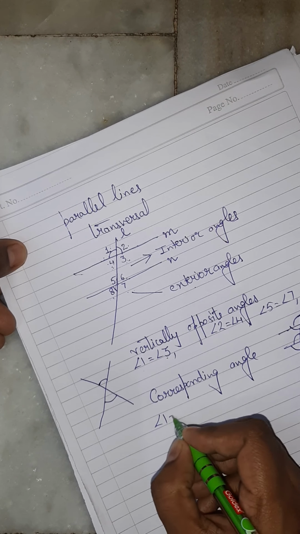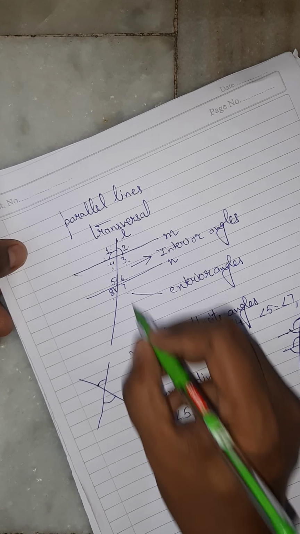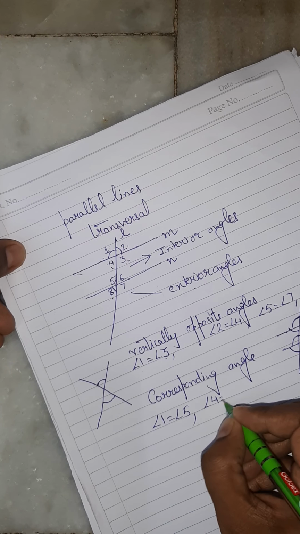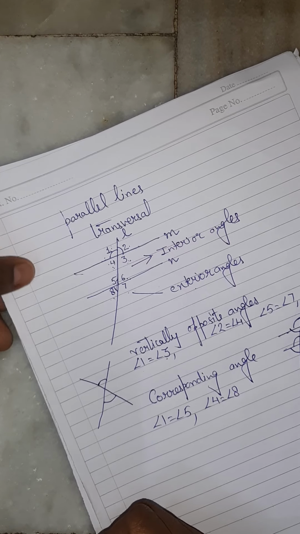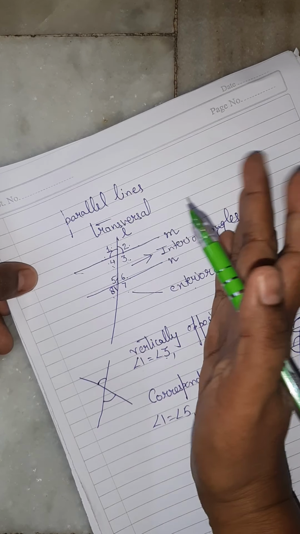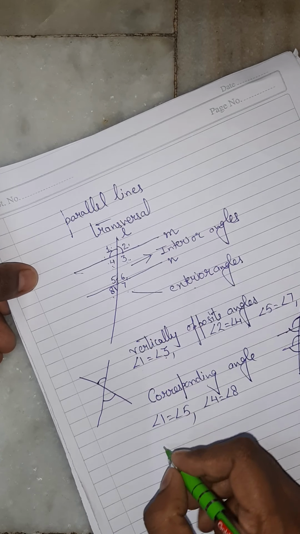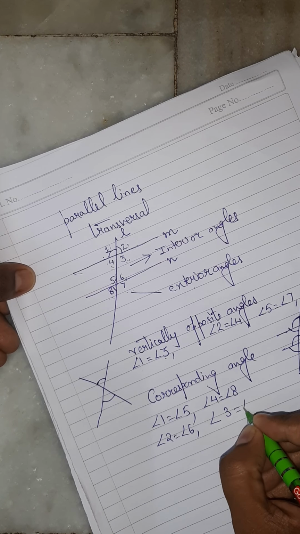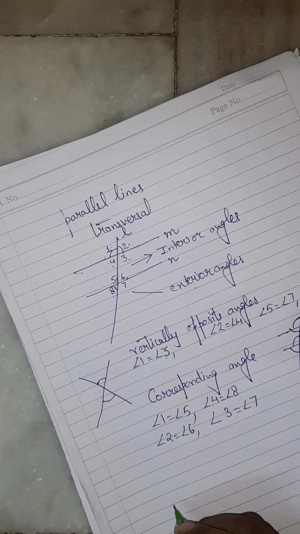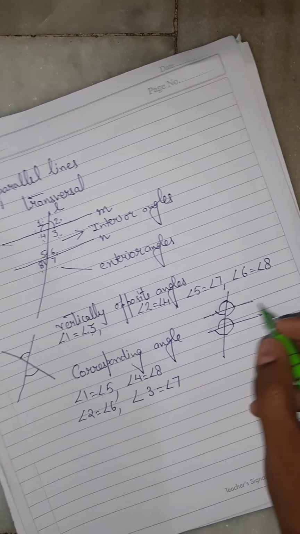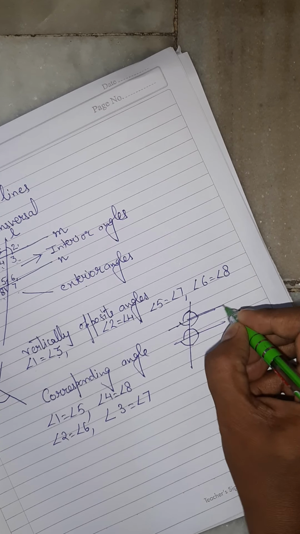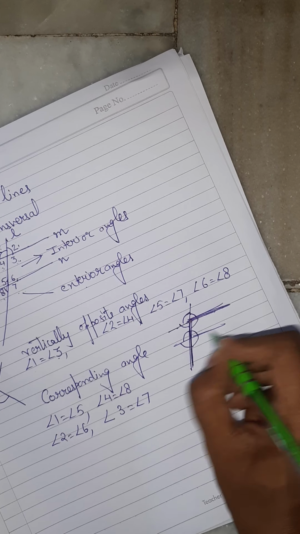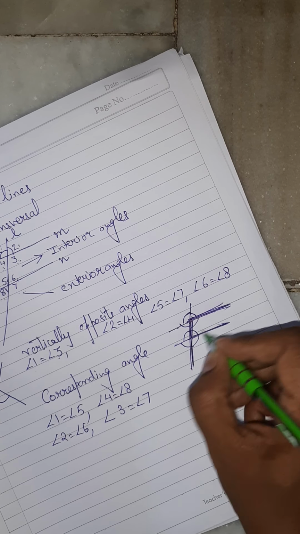Yes, of course. 1 and 5 are forming corresponding angles. Then 4 and 8. Do remember they are on the same side of the transversal. On this side, let's move on this side. So 2 and 6 form corresponding angles. Similarly, 3 and 7 form corresponding angles. Clear with this? Just see one more thing. Corresponding angles form this kind of a shape. Can you recognize this shape? Yes, they form F.